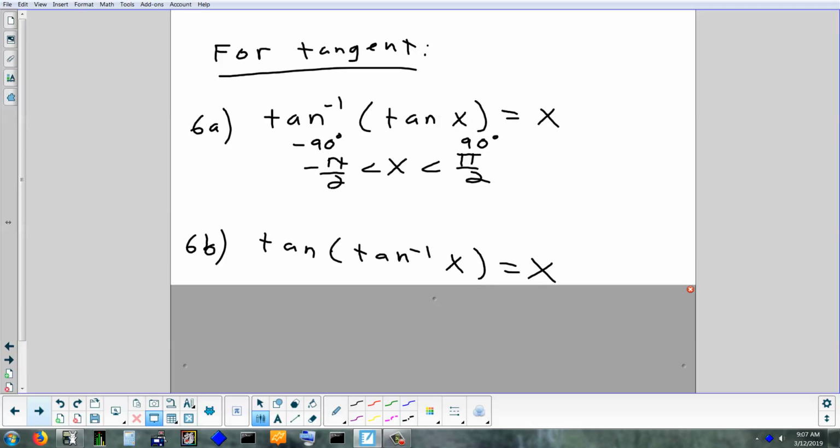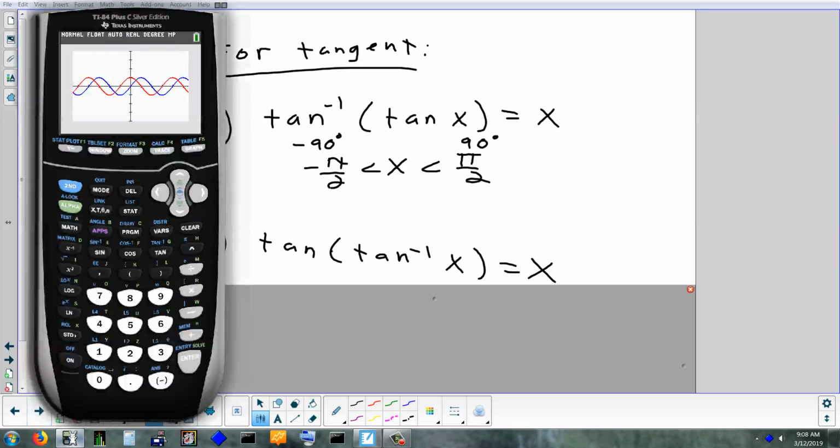Okay, formula 6b. Now we've got the inverse tangent on the inside. So the last two problems, how did I explain where the restriction came from? You mean like you showed the graph? I showed the graph, and then what did we look at on the graph? Yeah, so we looked at the height, right? How high and low it went.